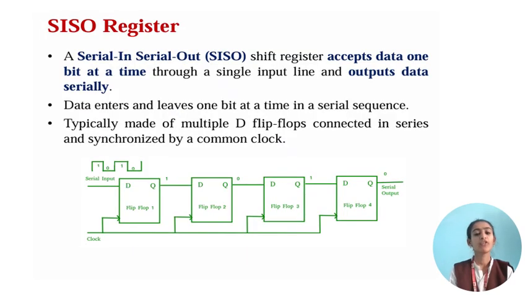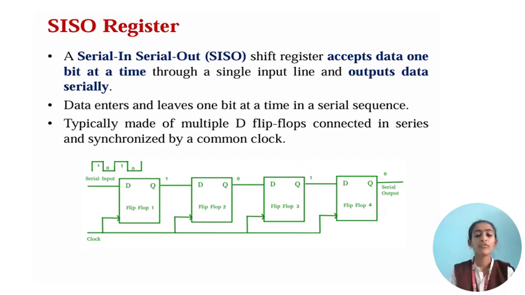Now we have to see the SISO register. SISO means serial in serial out. A serial in serial out shift register accepts data 1 bit at a time through a single input line and outputs data serially. Data enters and leaves 1 bit at a time in a serial sequence, typically made of multiple D flip-flops connected in series and synchronized by a common clock.